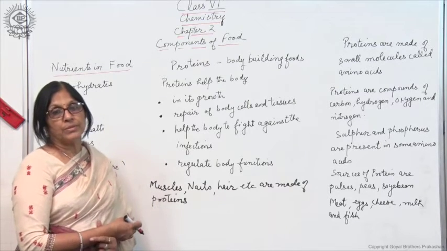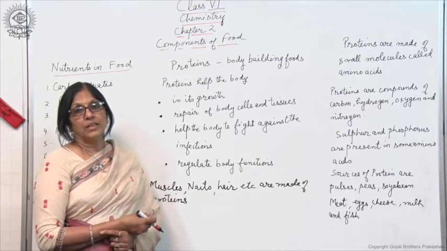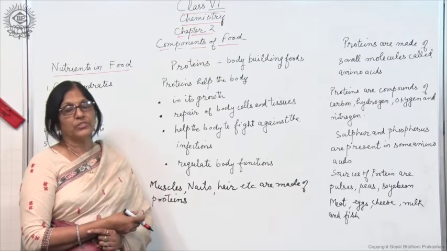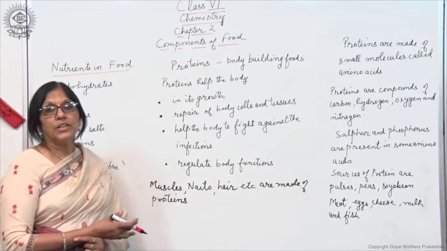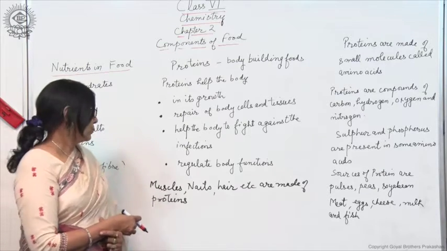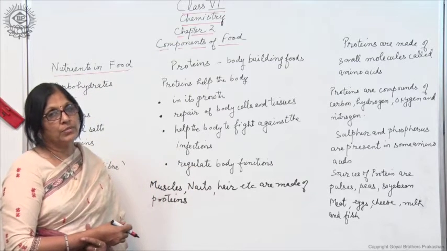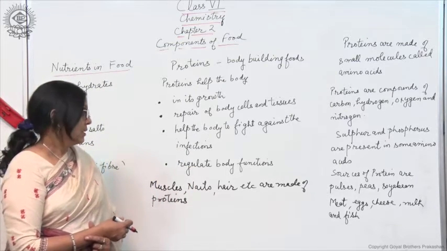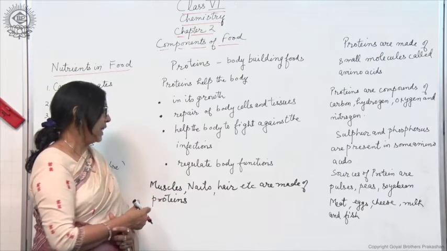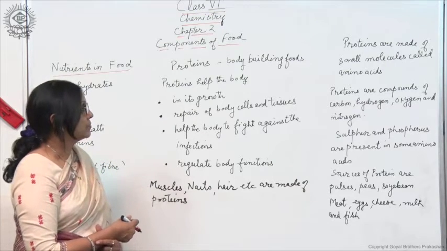Then proteins help the body to fight against the infection. They make the body immune to infections. They increase the resistance of the body against the infections. So proteins also regulate the various body functions. Now where are they found? Muscles, nails, hair, etc. are made of proteins.